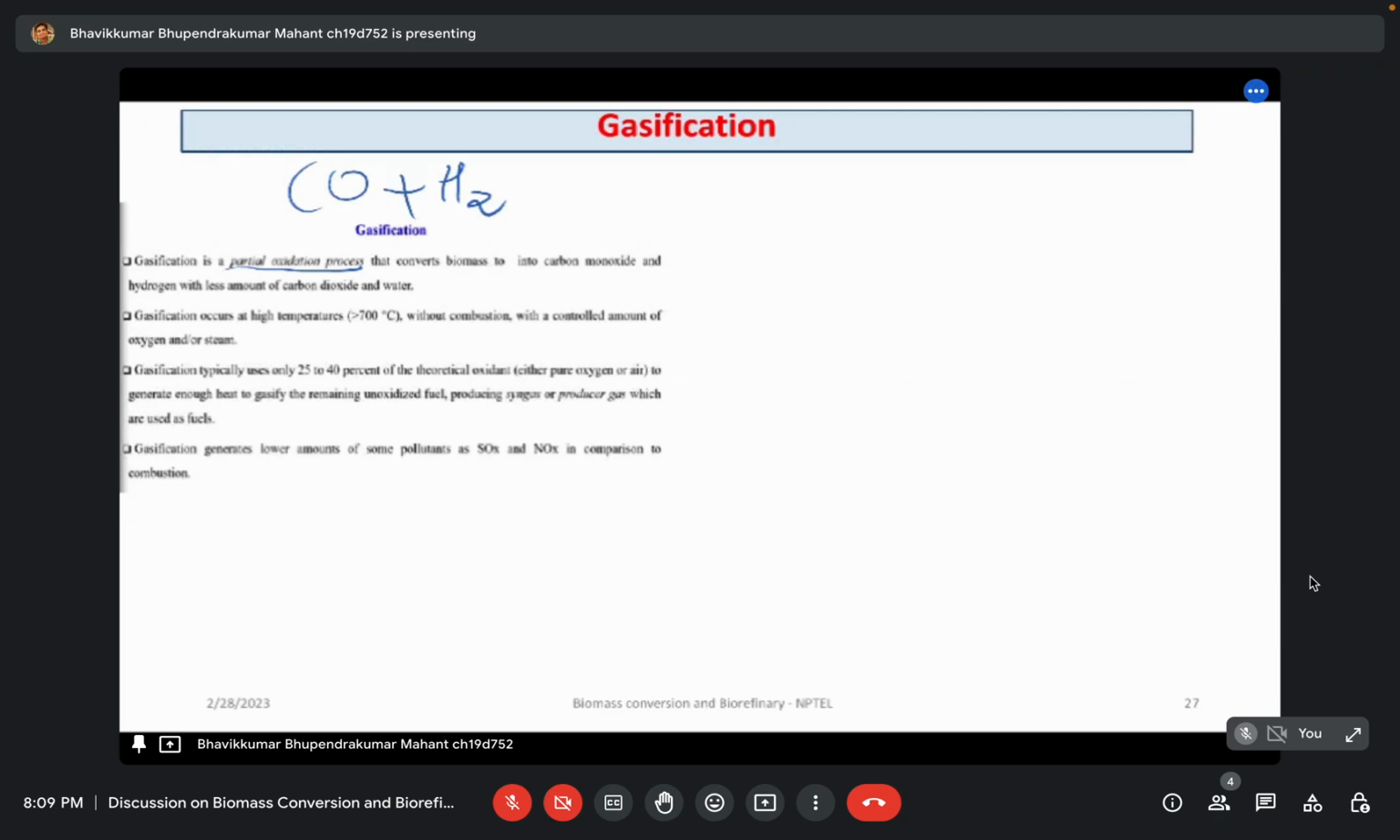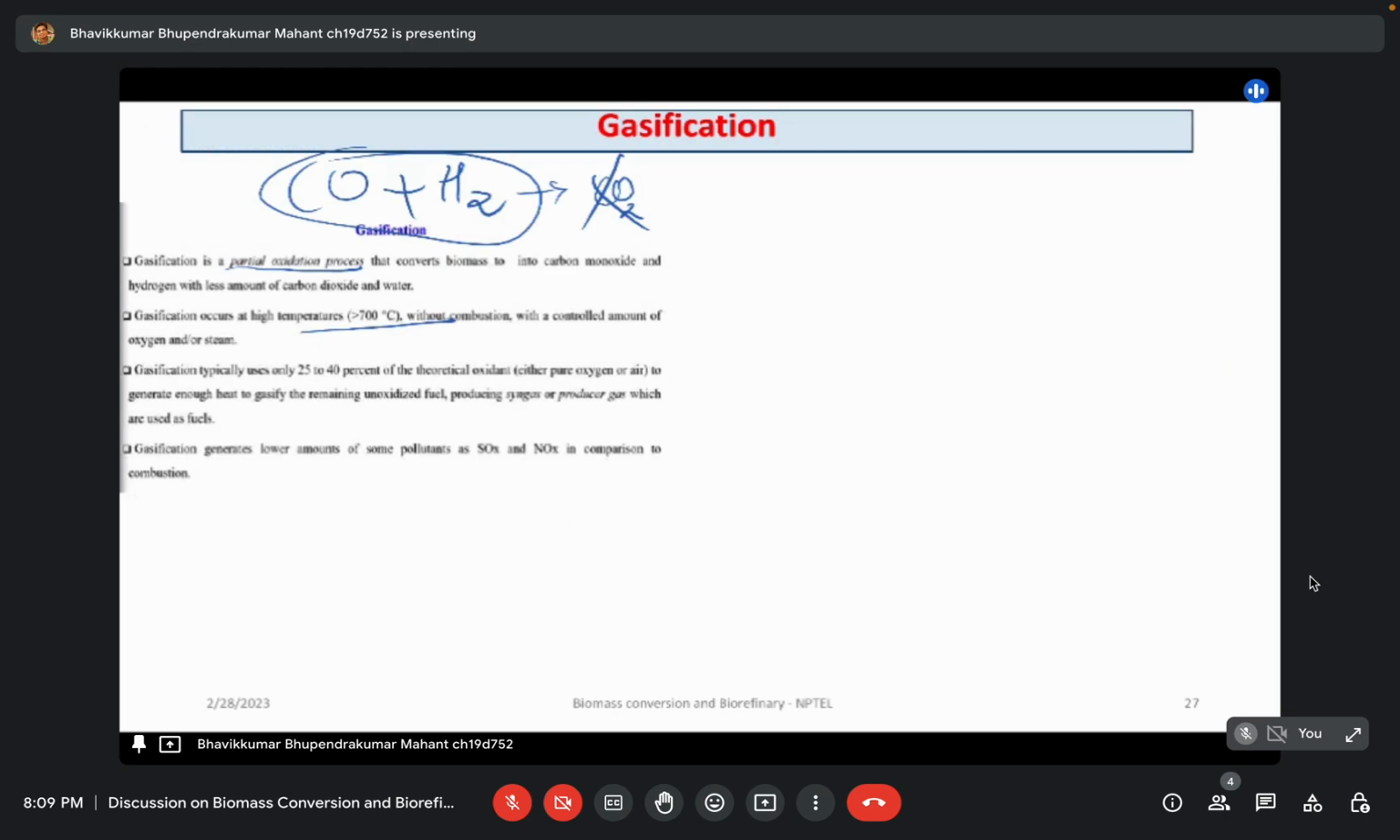If you go for total oxidation, then CO can also convert into CO2. So this is not required. We require a mixture of CO and H2. That's why we are going for the partial oxidation process. And if you want to achieve this partial oxidation, the temperature is more than 700 degrees centigrade without getting combustion. Combustion is a process where we get CO2 and H2O, which is not required. So we have to make sure that the combustion process does not take place.